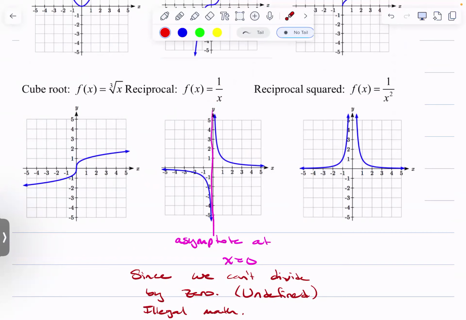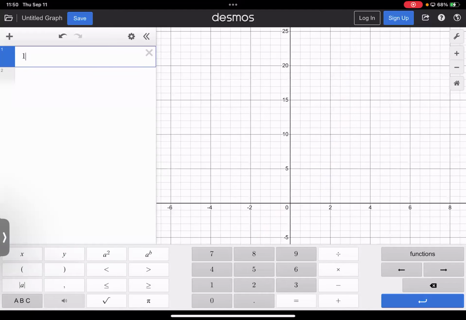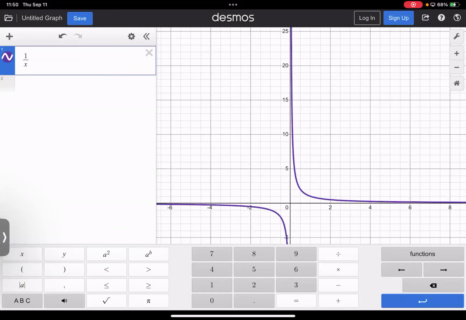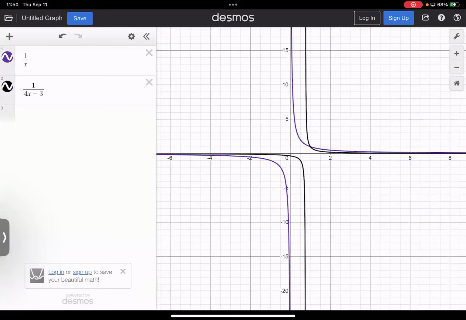But you could have something like, let's try with 1 over x. Okay, looks like that, just as we expected. What about 1 divided by 4x minus 3? Still the highest power of x in the denominator is 1, right? Just x, 4x minus 3 is still a version of x, right? But now it moved my asymptote, right?